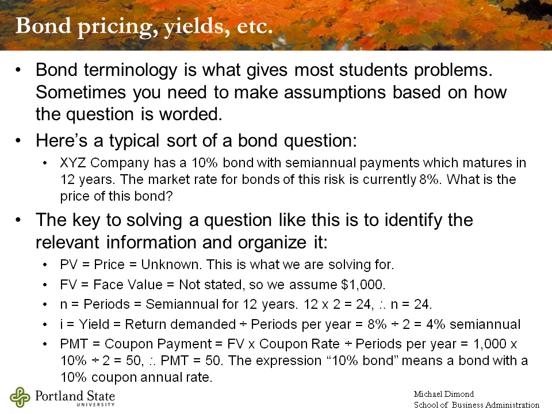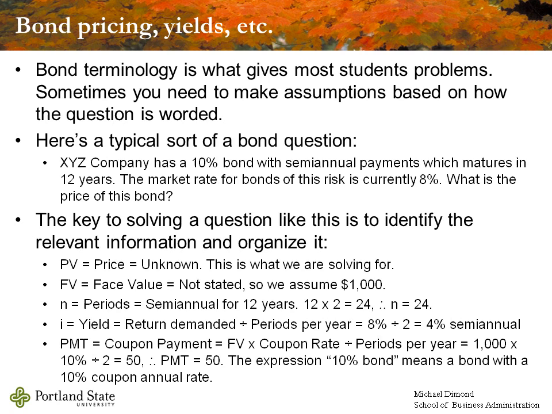N is the number of periods. In this case, it's a semi-annual 12-year bond, so we've got 24 semi-annual periods. 12 years times 2 periods each is 24. I is going to be the yield, which is the return that's demanded by investors. Now remember, if we have semi-annual periods, we have a semi-annual yield. So we're going to take that return that's demanded and divide it by the number of periods per year. What the problem says is the market rate for bonds of this risk is currently 8%. So if that's what the market is demanding from bonds like this, then we're going to be looking at a yield of 8%, and we're going to make that a semi-annual number for our computation. So we'll divide it by 2, and it becomes 4% semi-annual.